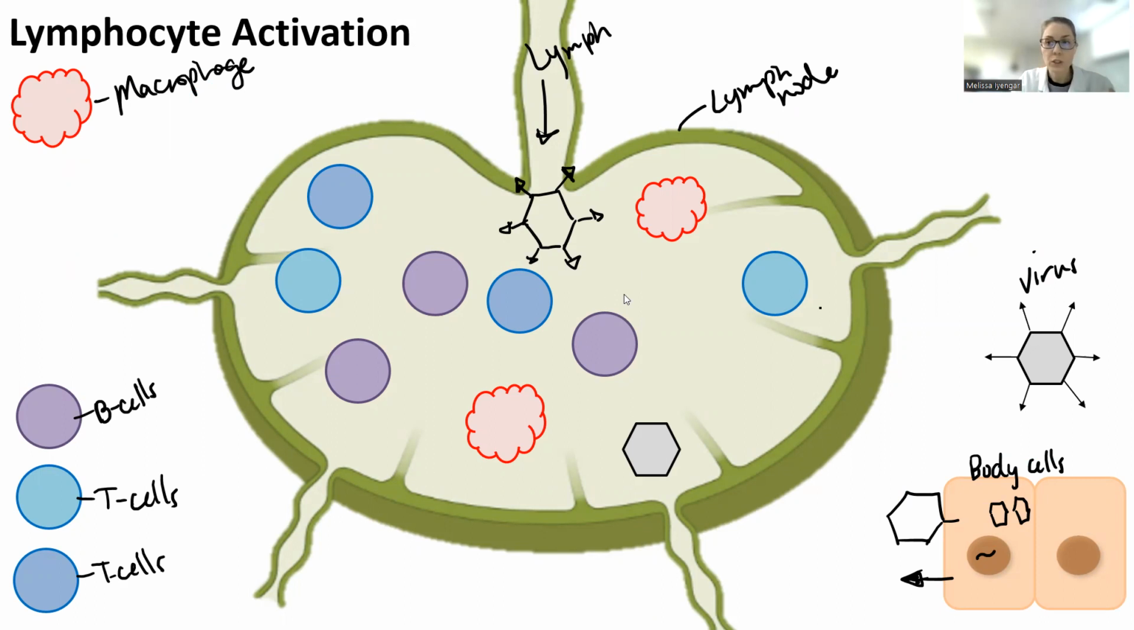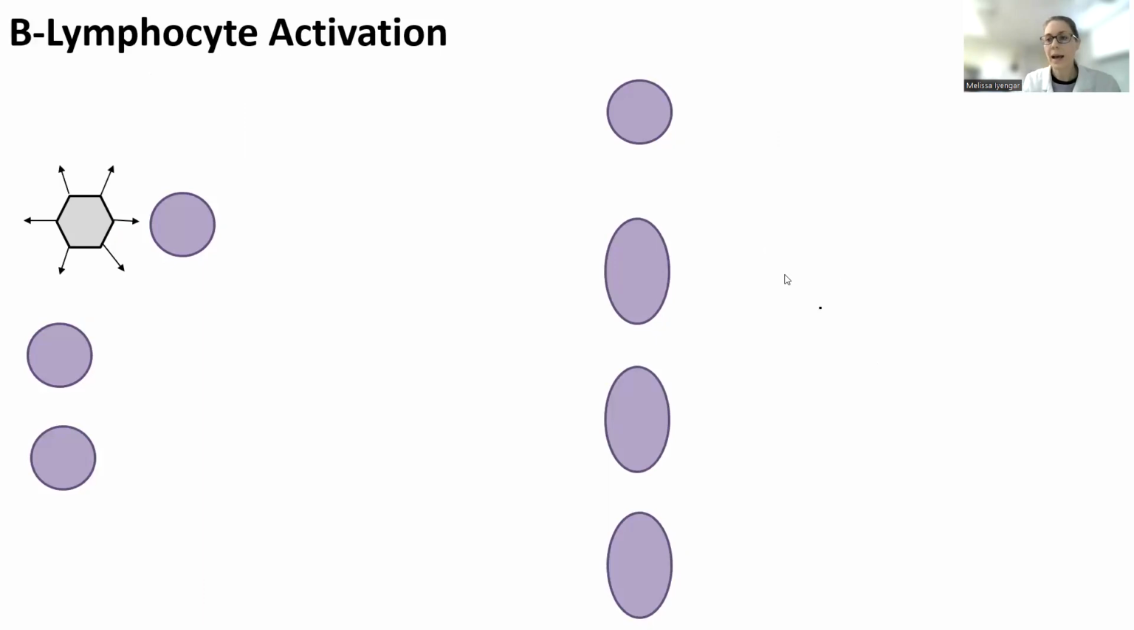Our virus has entered, okay, and our antigen presenting cell has eaten it, presented it to our T cells already. Now we're going to see how we are going to activate the B cells in the same lymph node. Okay, so B cell or B lymphocyte activation is going to be just a little bit different than T cells.